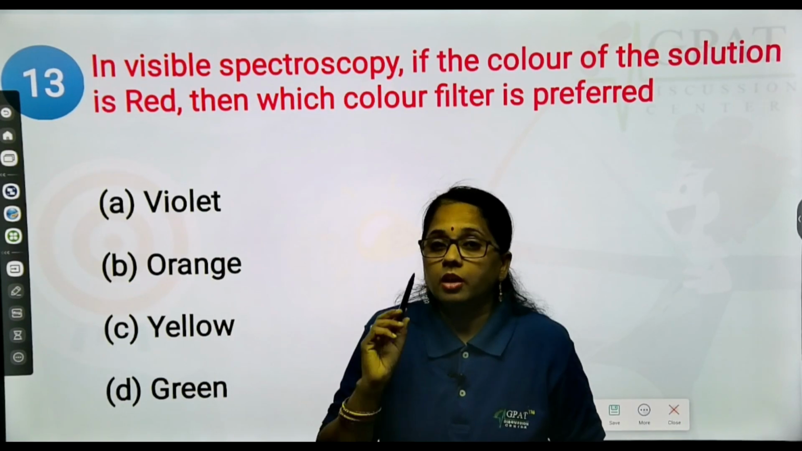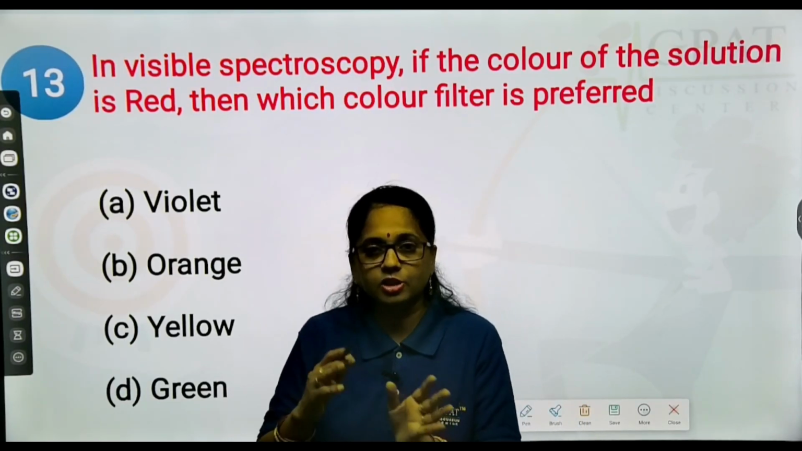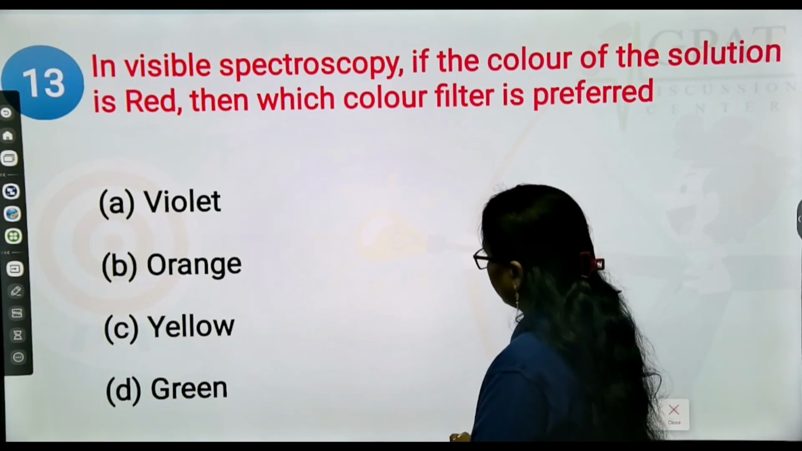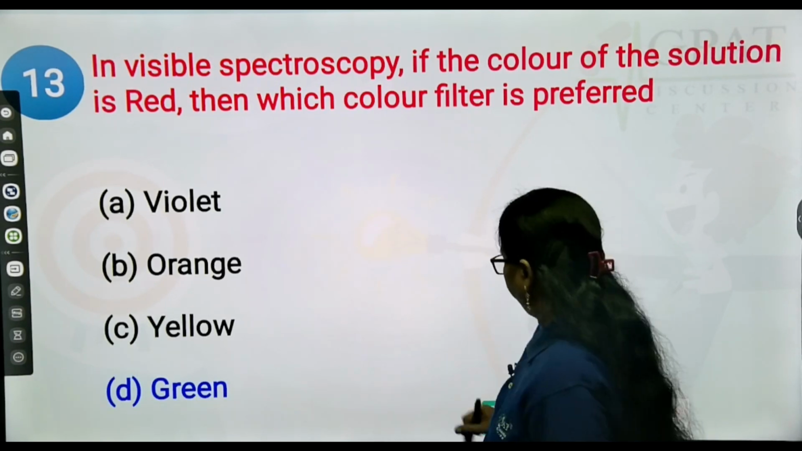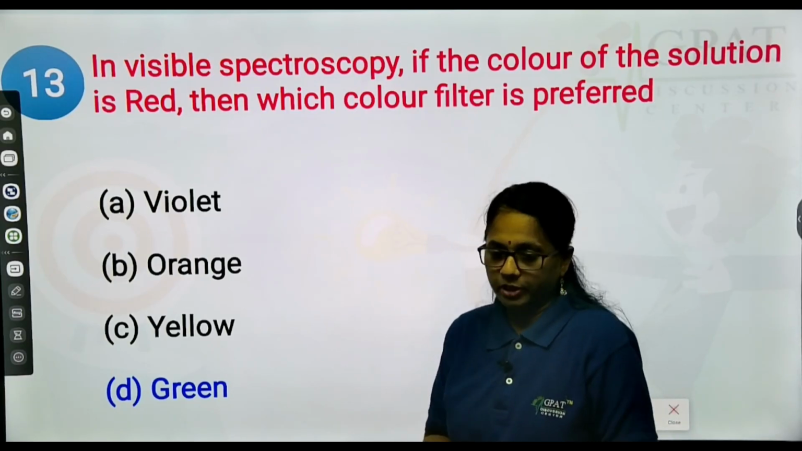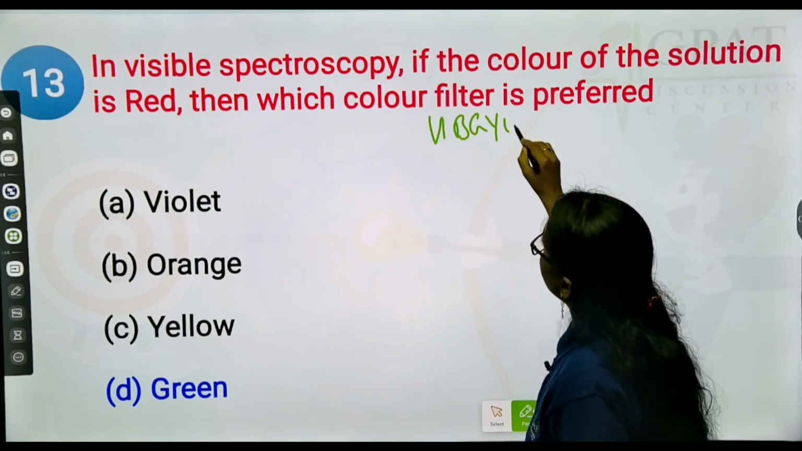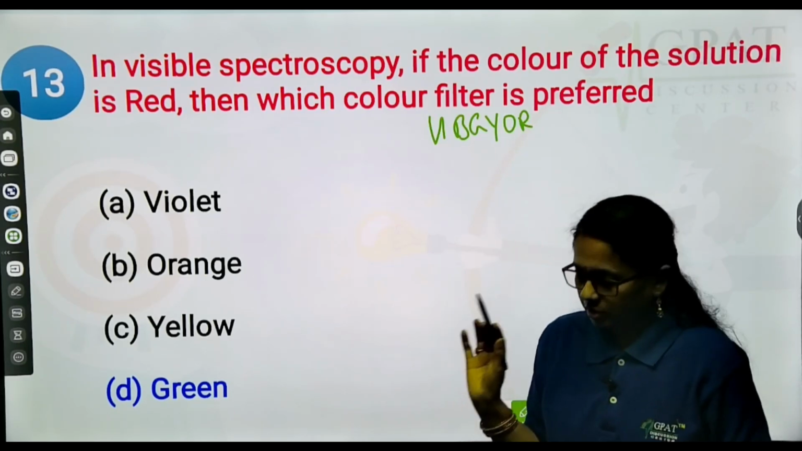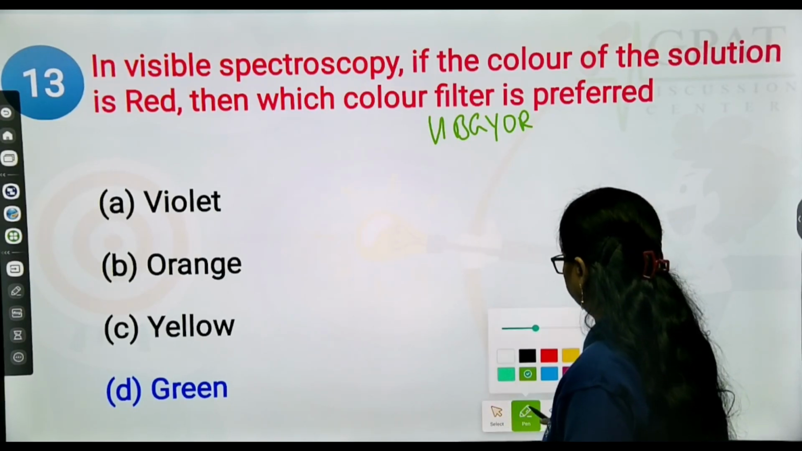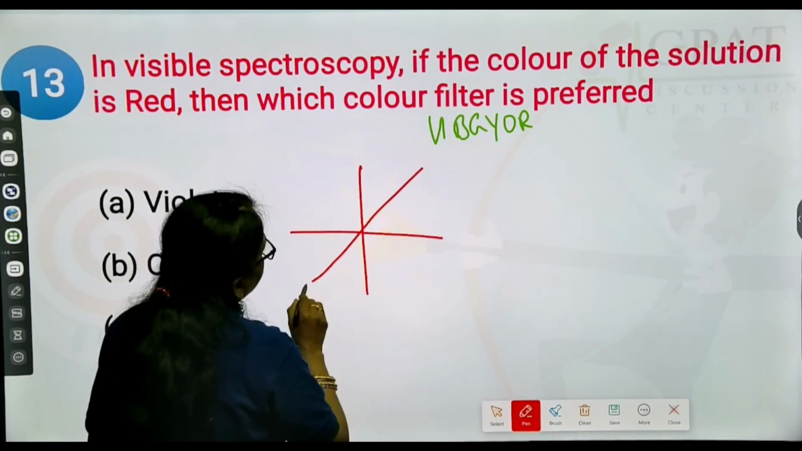So there are some colors which absorb the complementary colors. If you know colors and complementary colors, then you can answer this question. For this purpose, let us first have a diagram of the primary colors and complementary colors. We know VIBGYOR, the fundamental thing in UV and visible spectroscopy. If you observe the colors sequentially, let us say we draw a circle.